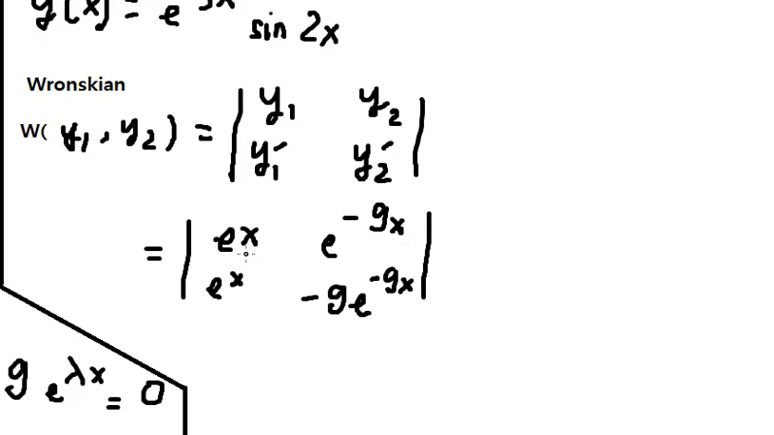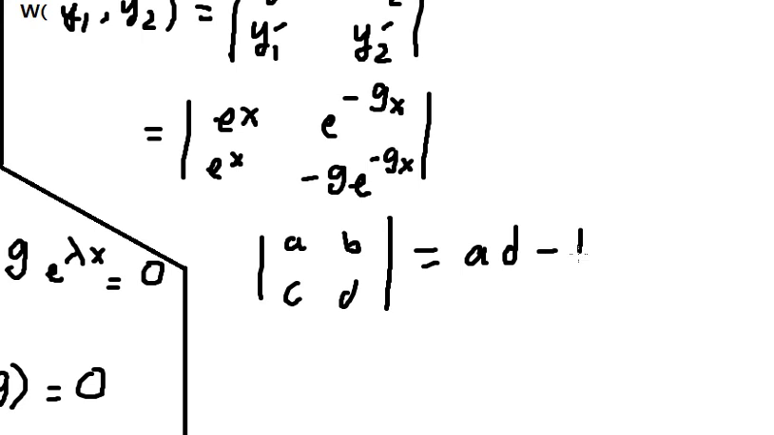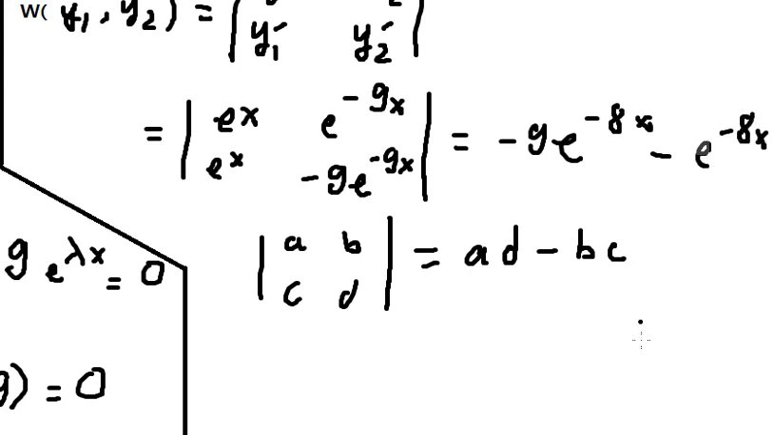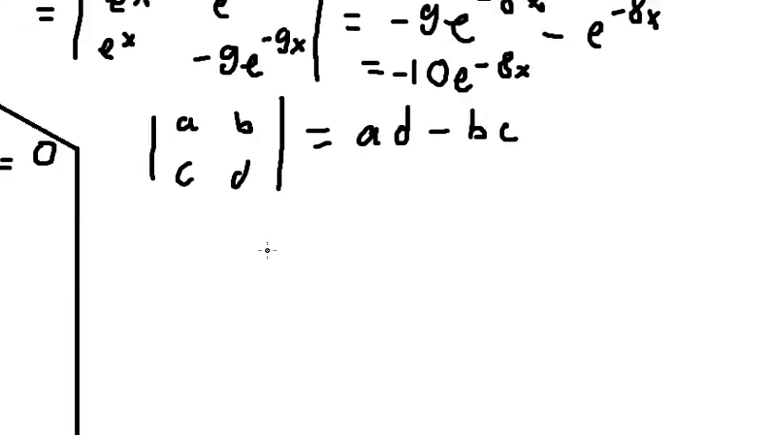So if we want to find the determinant of the matrix, for example we have A, B, C, D. So the determinant of this one is A multiplied by D minus B multiplied by C. So this one we will have like this. So we simplify and we have negative number 10 e to the power of negative 8s. Now we can apply the formula in here.